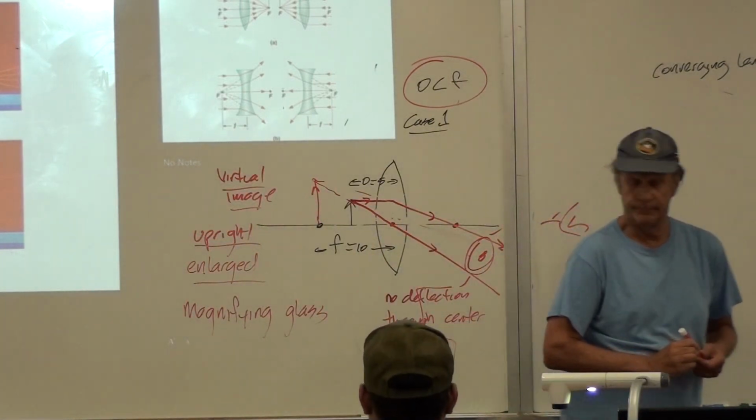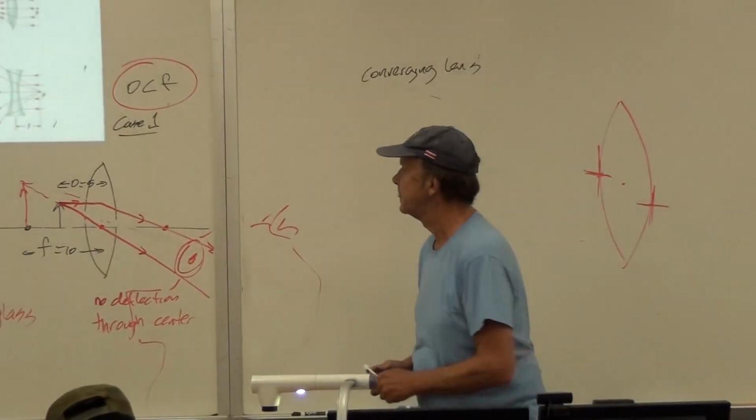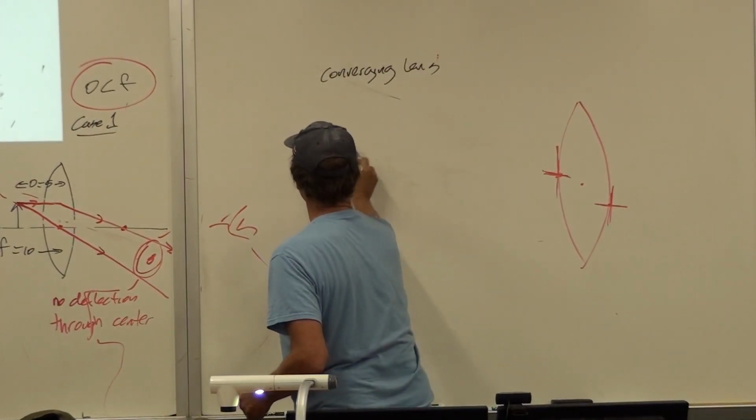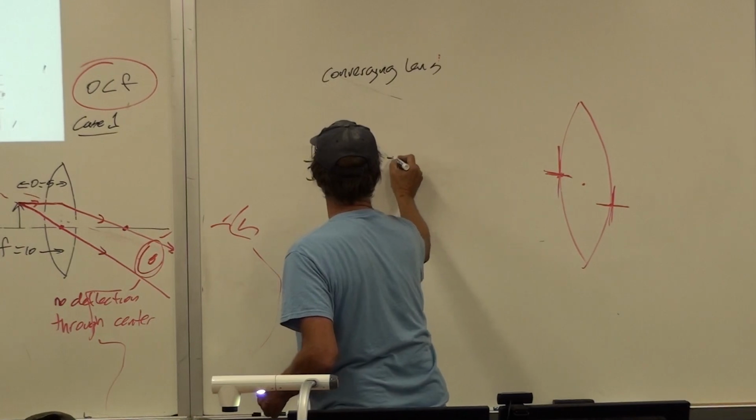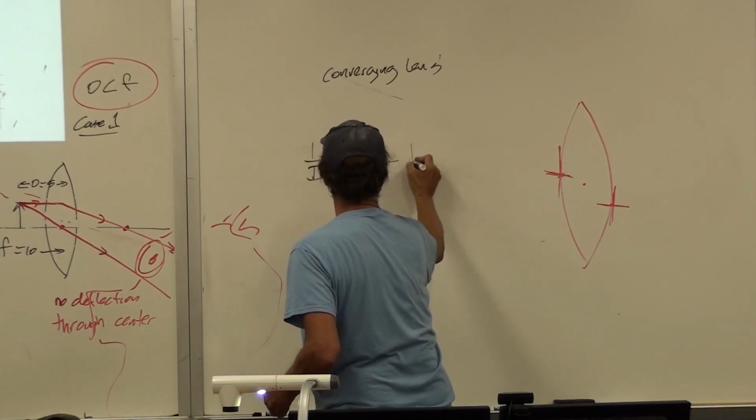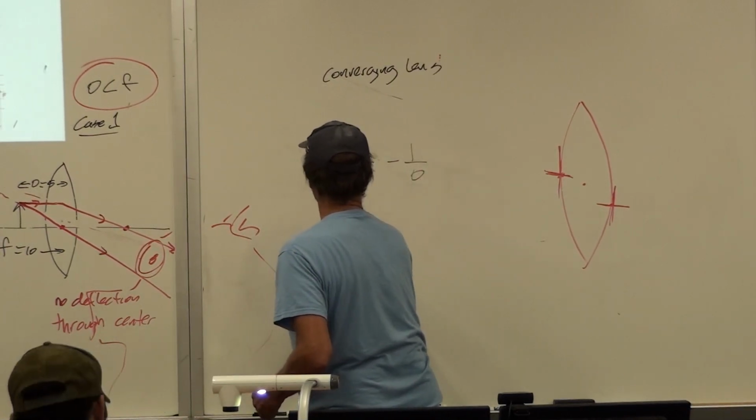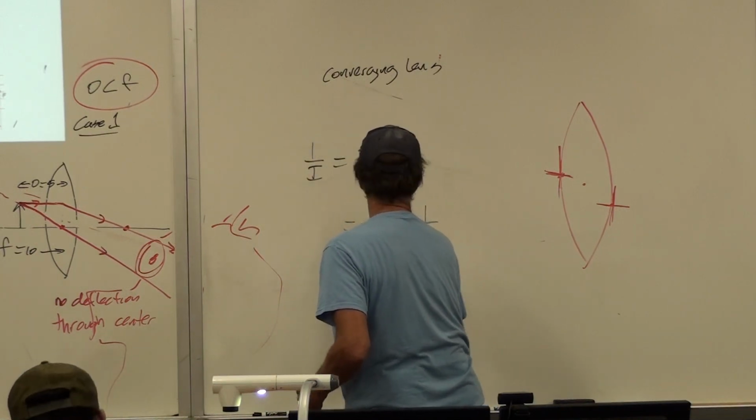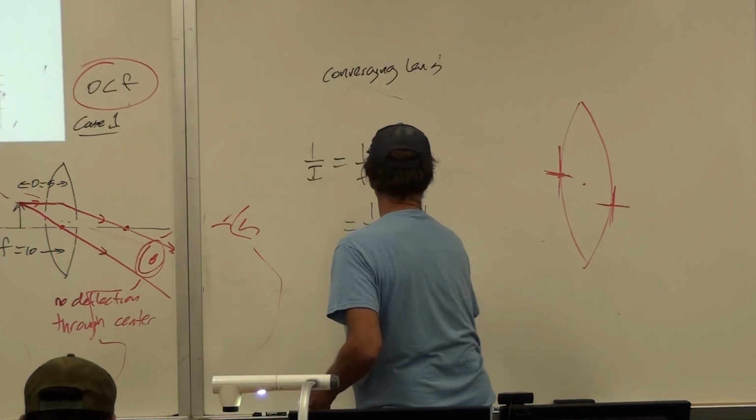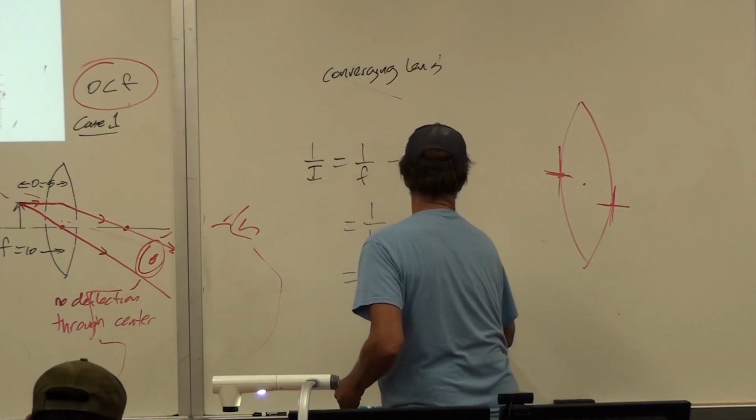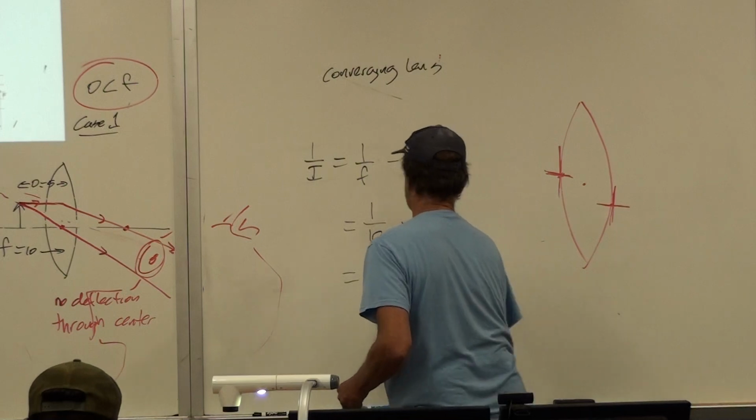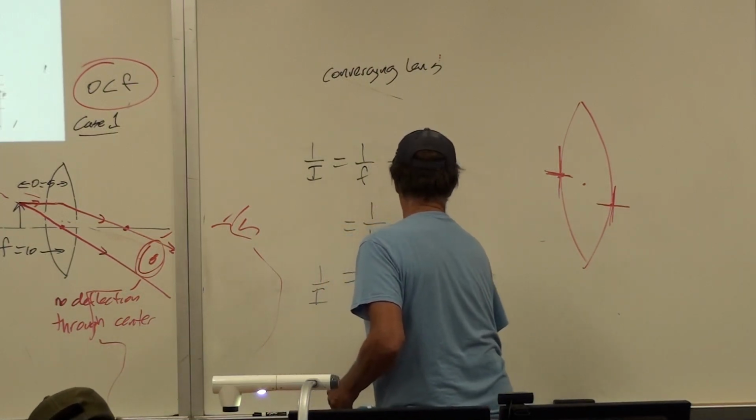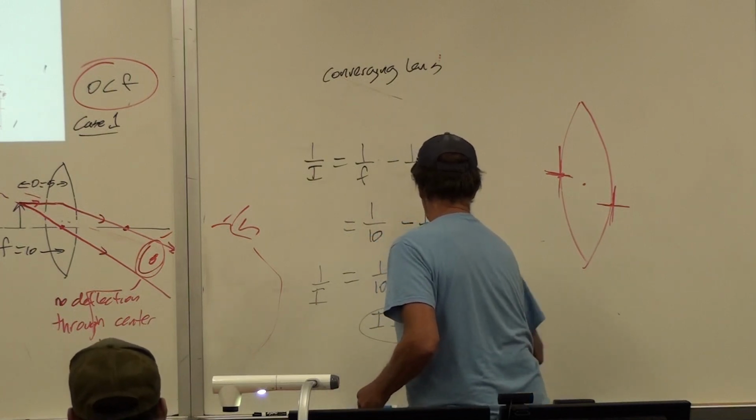Let's do the math. So we got 1 over I. Again, I'm going to solve for the image distance. 1 over f minus 1 over o. That's going to be 1 over 10 minus 1 over 5. 1/10 minus 2 tenths, negative 1/10 for 1 over I. So I is equal to minus 10. So this is virtual.